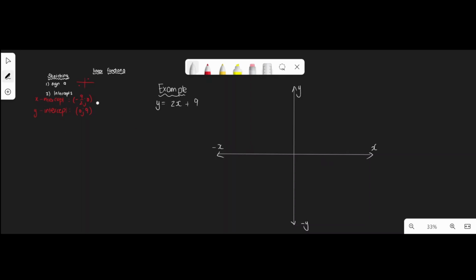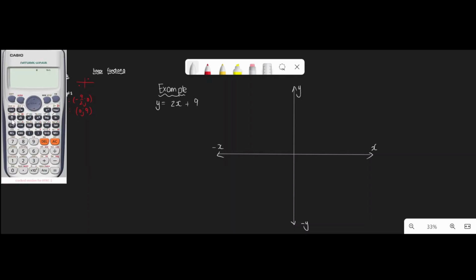So what do we have? First, since negative 9 over 2 is a fraction, what we need to do is change it into a decimal. So let's do that. You're going to press the negative sign, then go to your division. Then you're going to say 9 divided by 2. We want to change that into a decimal, so you're going to press equals.